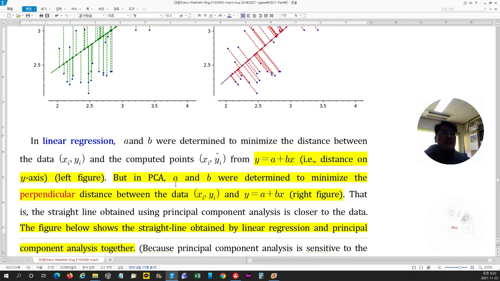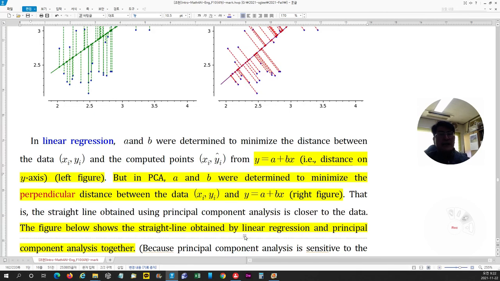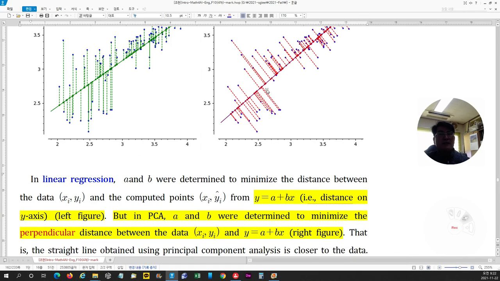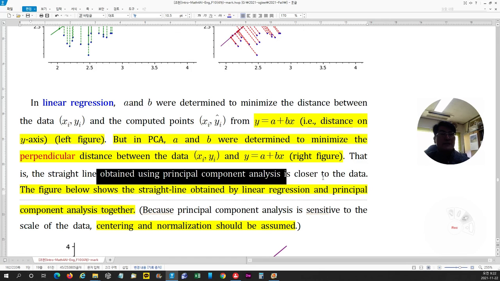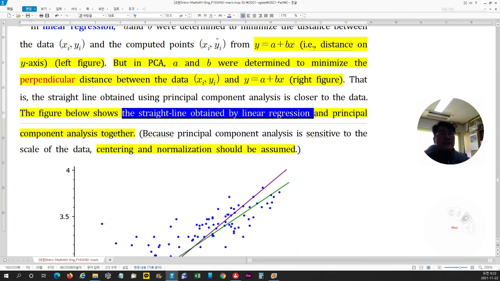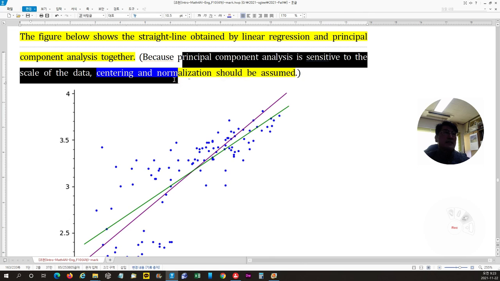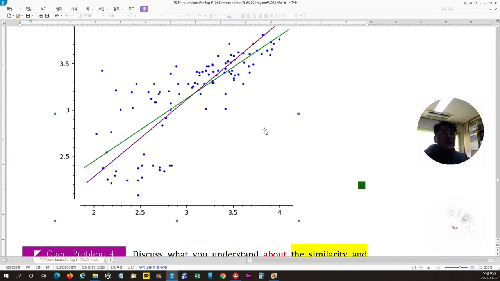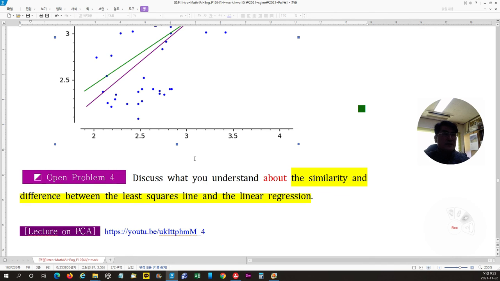But in PCA, a and b are determined to minimize the perpendicular distance between the data xi, yi and y equals a plus bx; see the right figure. That is, the straight line obtained using principal component analysis is closer to the data. The figure below shows the straight line obtained by linear regression and the principal component analysis together. One is the linear regression line and the other is the principal component line. Because the principal component analysis is sensitive to the scale of data, the centering and normalization should be assumed. So those two concepts, linear regression and principal component analysis, are very similar.